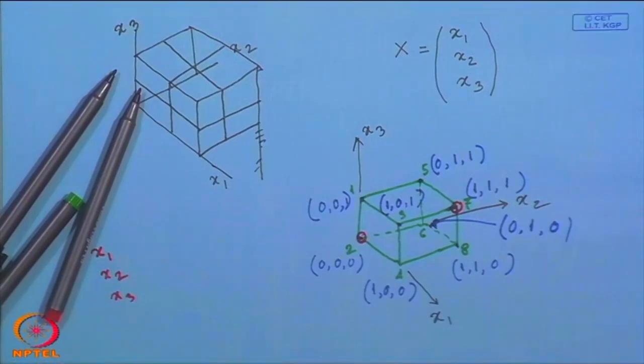Now, if you look at the coordinates of all the 8 vertices, considering the x1 component, the x1 components of all the 8 vertices are either 0 or 1. So, the minimum is 0. Similarly, x2 component minimum is 0, x3 component minimum is 0. So, 0, 0, 0 is one of the vertices which is required to define this volume element, and that is this one.